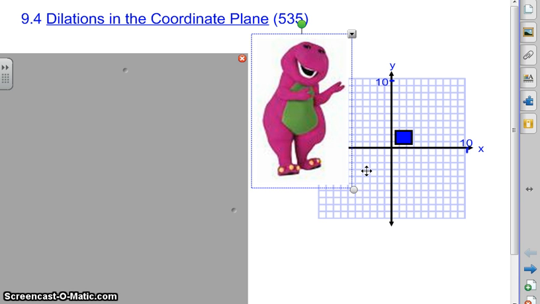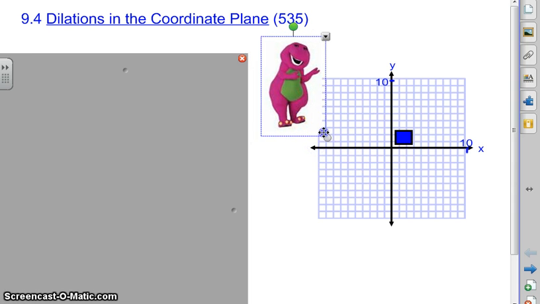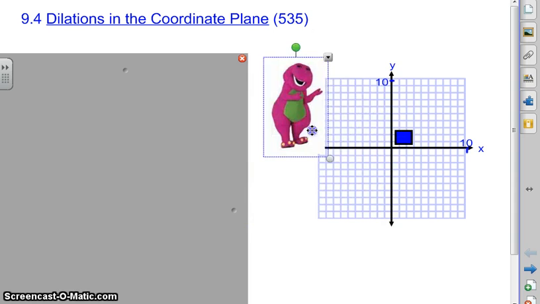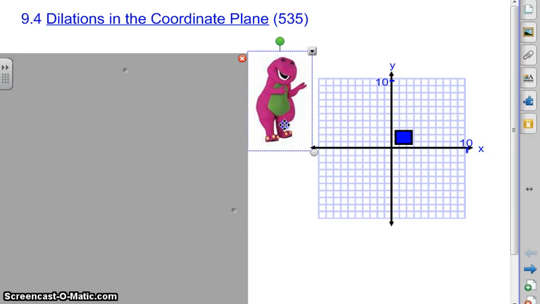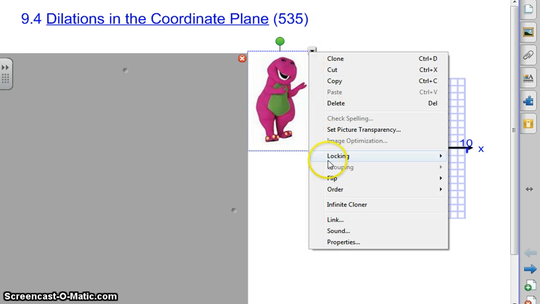Emily? The sides are changing size, right? So a translation would be this, just moving him around. Now, is he changing size? No, he's just sliding around, okay? And then what was the other thing we did? A reflection? Oh, a reflection would be this.